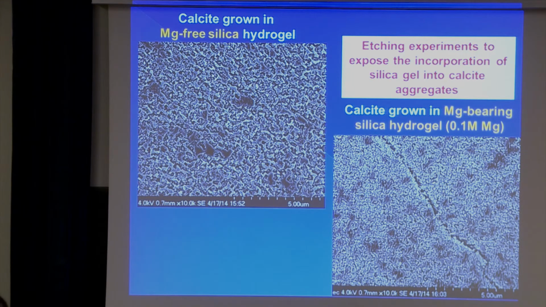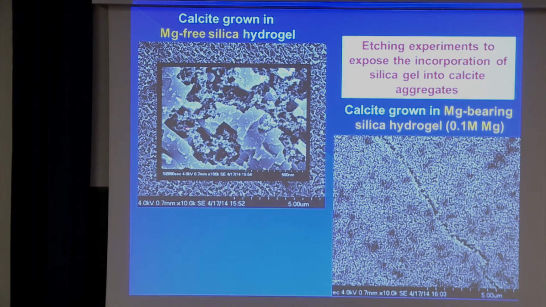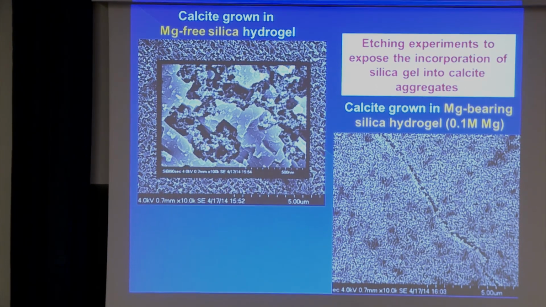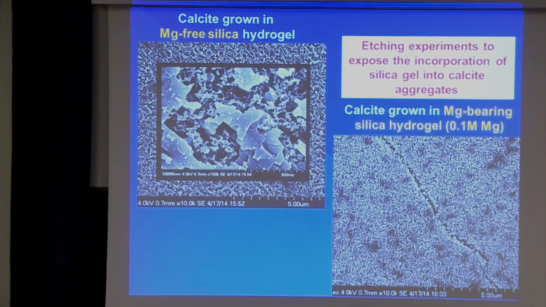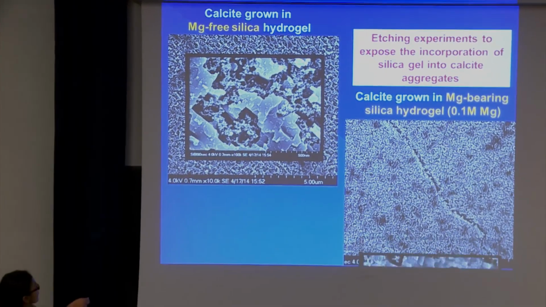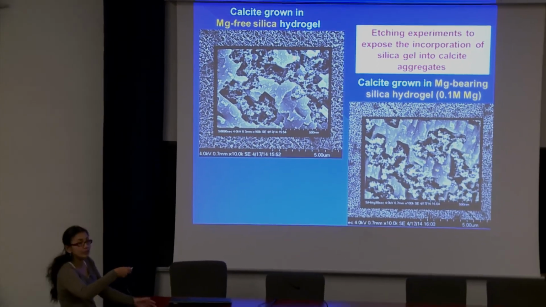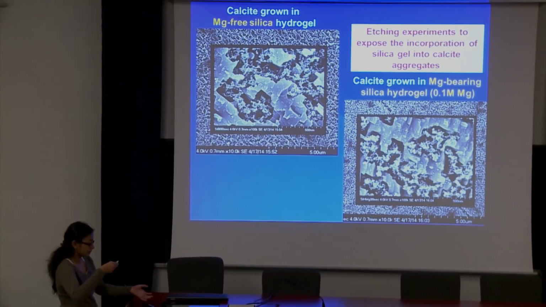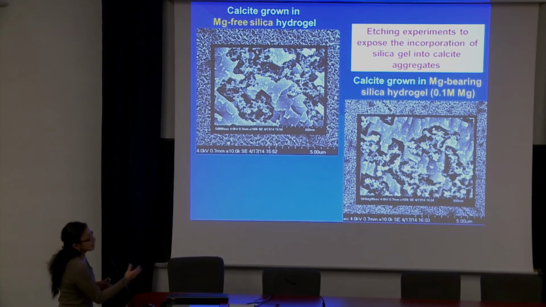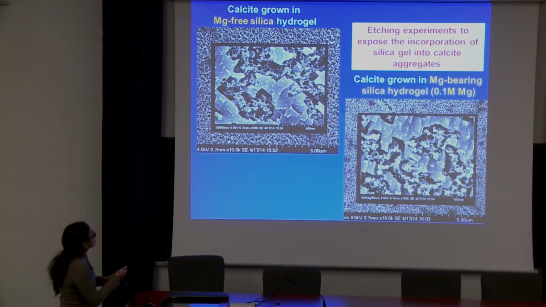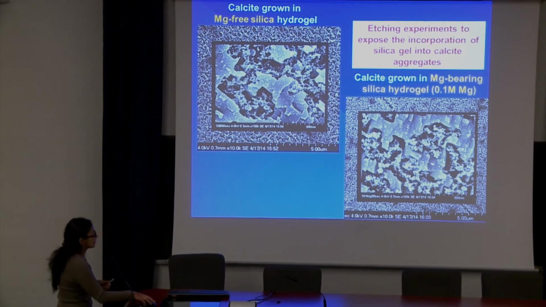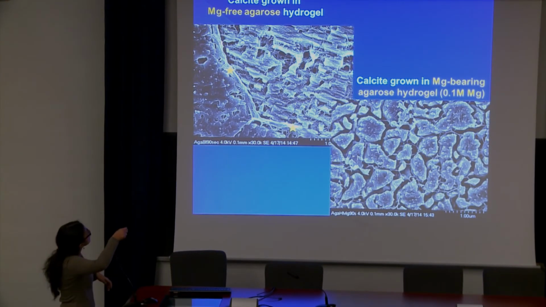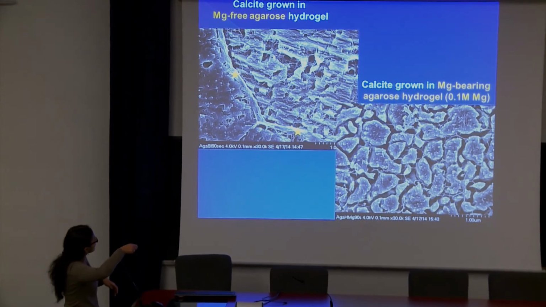So this is the etching experiments to show you the incorporation of the hydrogels. And this is the silica particle that you see. It's incorporated into the calcite aggregate, and also here you can see the incorporation of the silica hydrogel in the calcite. So that's why it doesn't really give a lot of effects, because then it doesn't really change the orientation.